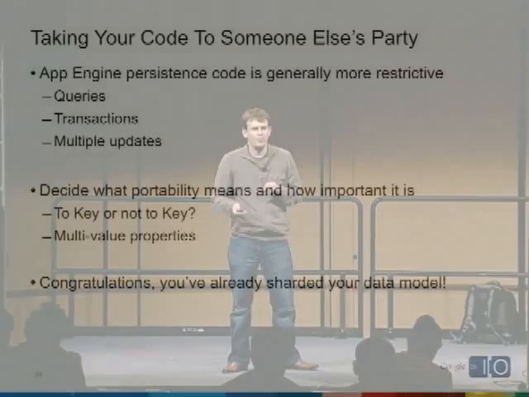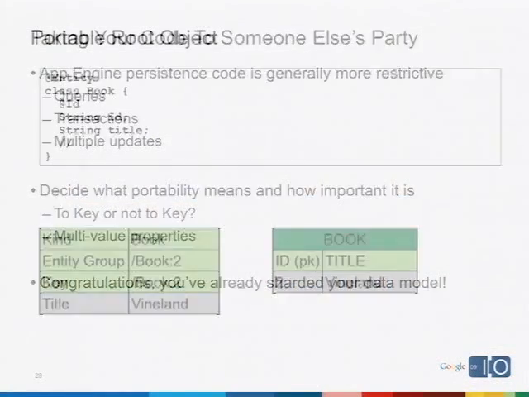The nice thing is that no matter what your definition is, you've already sharded your data model. And if you happen to be an application that has lots and lots of data, and you would need to be horizontally partitioned if you weren't running on App Engine, then you've already done the hard work. And that's great.